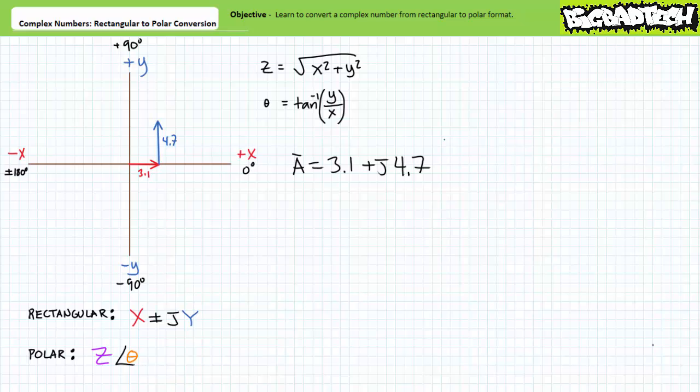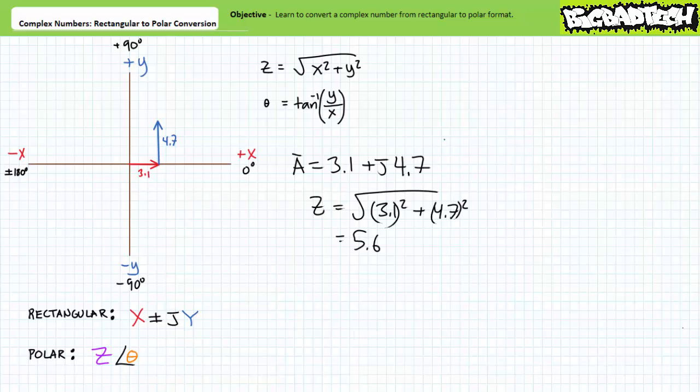Note we're in the first quadrant, and we should expect an angle between 0 and positive 90 degrees. Let's determine the magnitude first. One determines the magnitude as the square root of the sum of the squares of the real x and imaginary y components. Substituting in our given values, we find a magnitude of roughly 5.6.